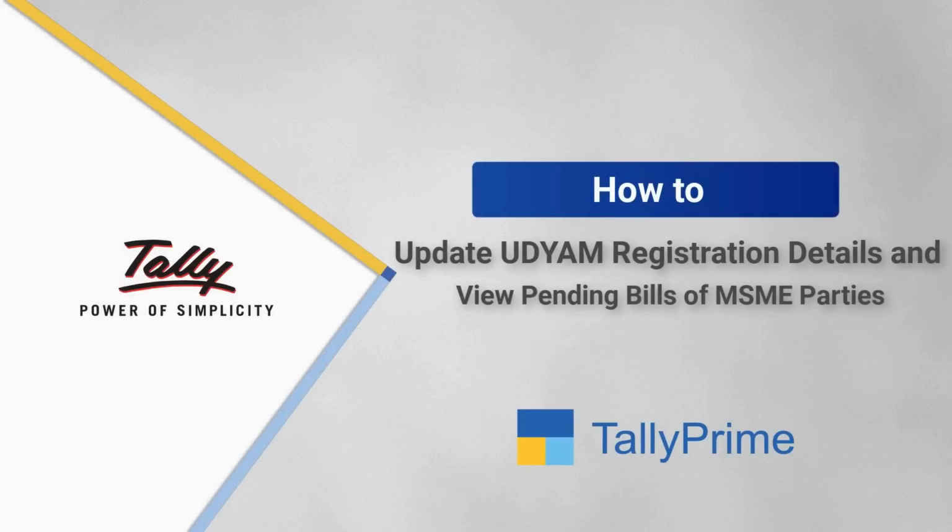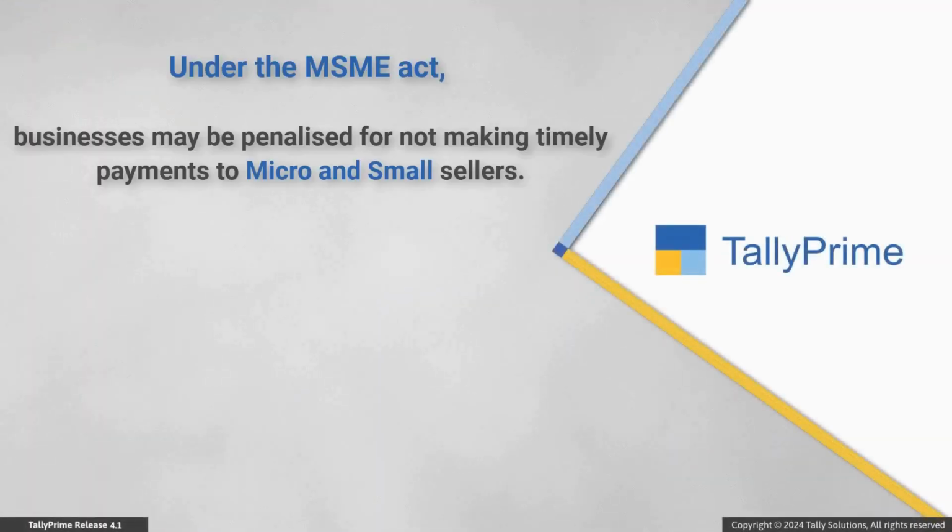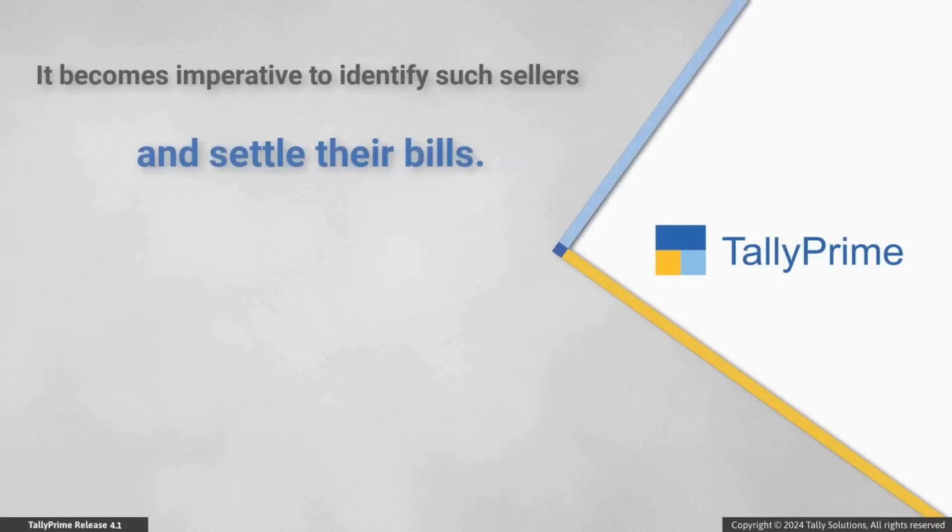In this video, we will learn to update the Udyam registration numbers of your MSME sellers and also discover the method to view the pending bills of only MSMEs with due dates. Under the MSME Act, businesses may be penalized for not making timely payments to micro and small sellers. Hence, it is imperative to identify such sellers and settle their bills within the agreed credit period or within the period mandated by the Act. With Tally Prime, you can achieve this with ease.